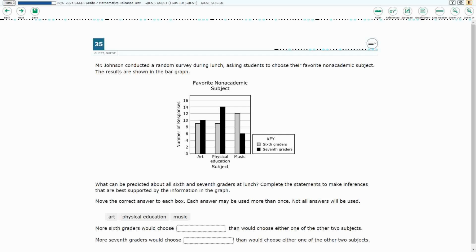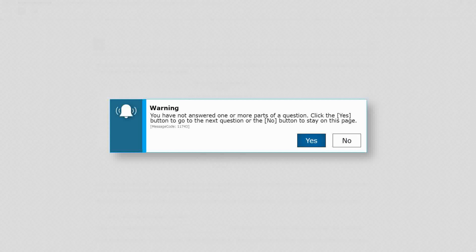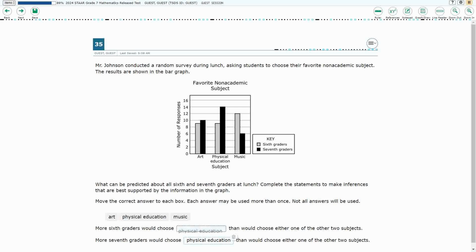All right, so it's kind of hard to see. We've got two blanks down here, and I've got correct answers right here, right? Now, if you notice here, you can actually use each answer more than once. So if you wanted to, you could answer physical education twice. And if I just try to move one answer in, leave the other one blank, and move on, it is going to give me a warning. So this is a 2-point problem. Let's get both points.